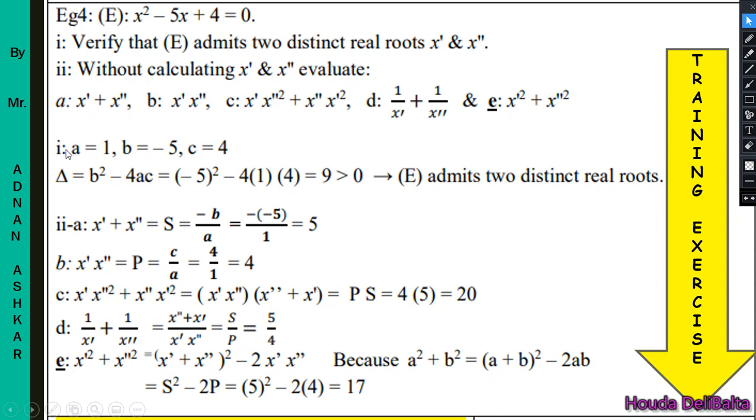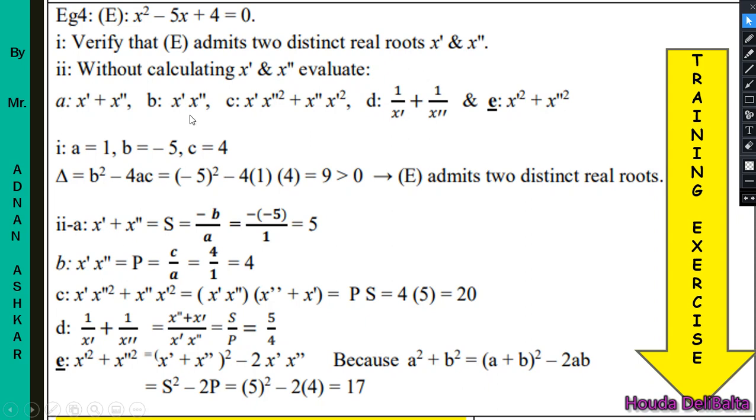Let's talk about part 2, which is the most important part in this training exercise. We have to find x prime plus x double prime without calculating any of x prime or x double prime. So what does x prime plus x double prime remind you of? It's definitely the sum. And the sum is equal to minus b over a. So don't forget, the sum is minus b over a. Then what is minus b? B is minus 5. So minus b is 5. Minus into minus. Over a, which is 1. Thus, the sum, or x prime plus x double prime, is 5.